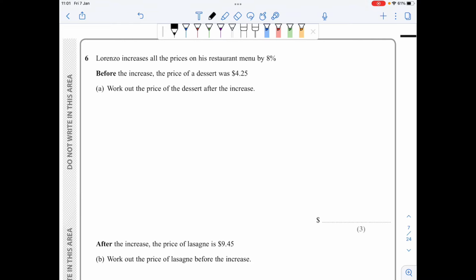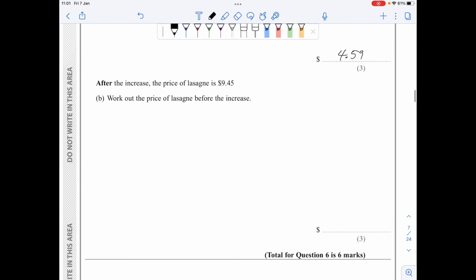In question 6, I have a percentage increase of 8%, which means that the multiplying factor is 108 over 100 or 1.08 as a decimal. So I have 4.25 as a starting price times the multiplying factor, which will give me 4.59, which is the new price.